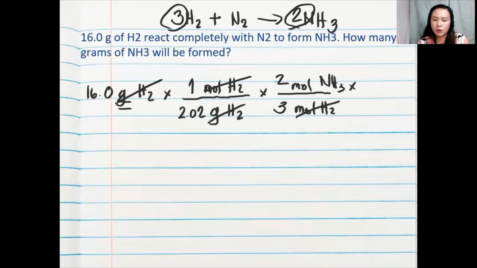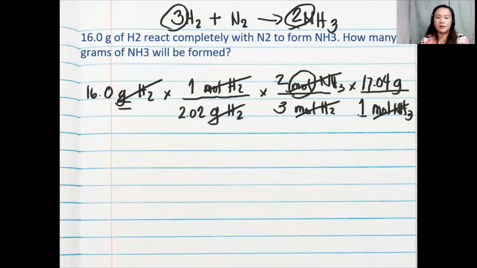Next we need to convert it now to grams, so we use the molar mass. Since this is mole above, we put that here below. So mole of NH3, and we need to use the molar mass, which will be 17.04 grams of NH3 per 1 mole of NH3, so that this and this will cancel. Next, we calculate, and we get 90.1 grams of NH3.